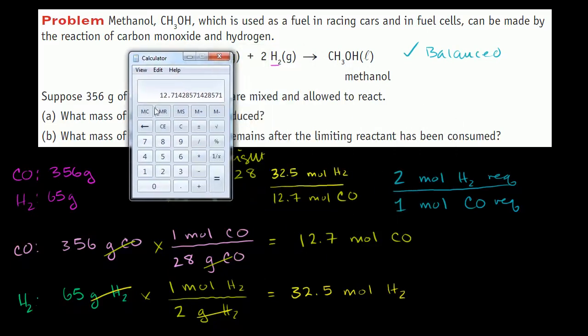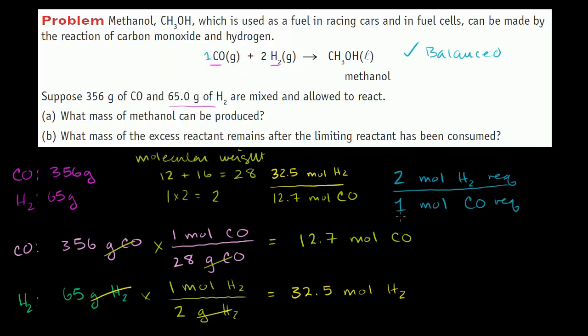What do we get? 32.5 divided by 12.7. Let me do it with the keyboard. 32.5 divided by 12.7. That's a lot better. It's 2.56. So this can be rewritten as.